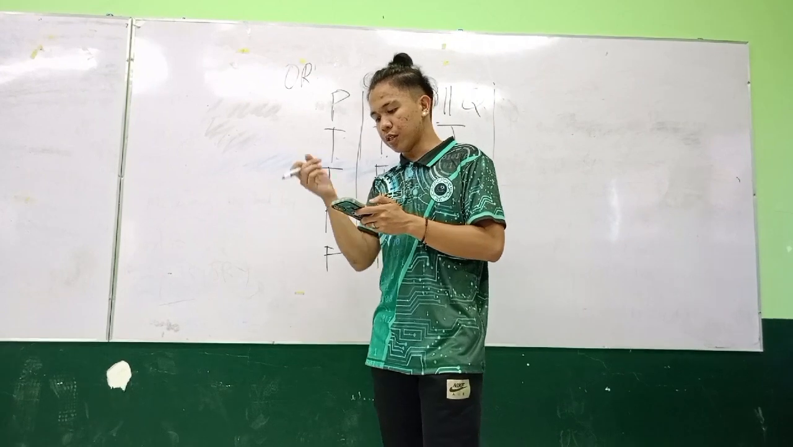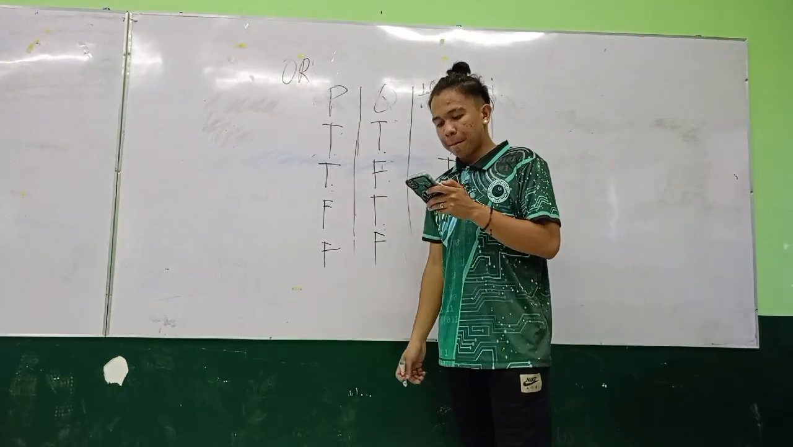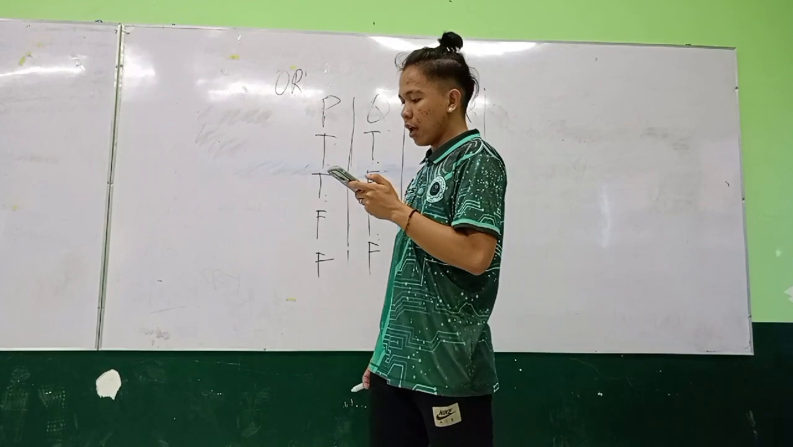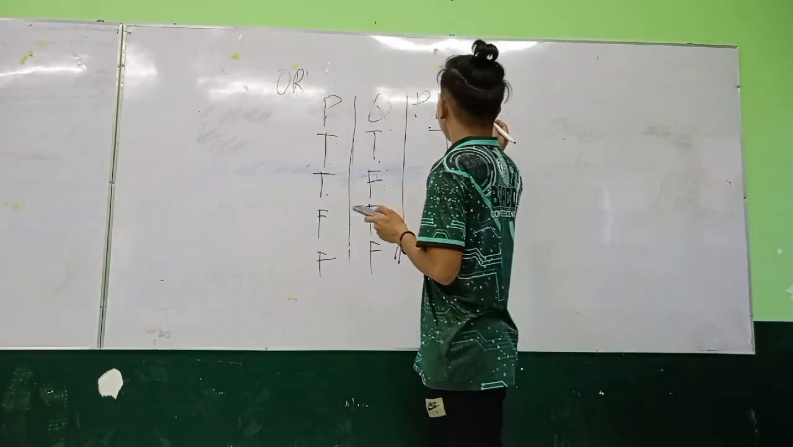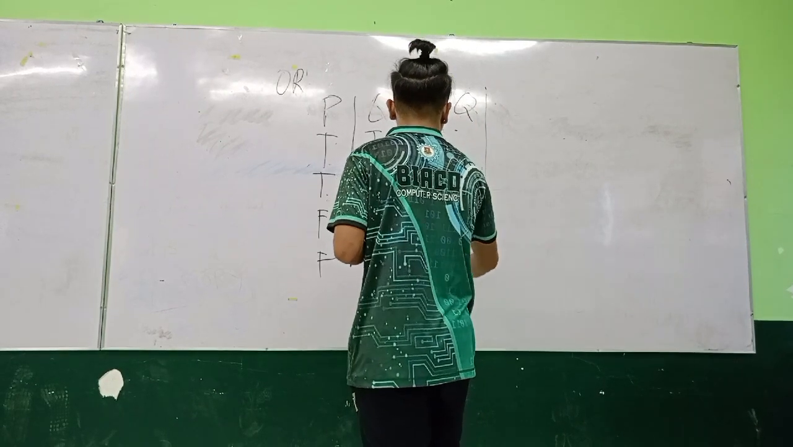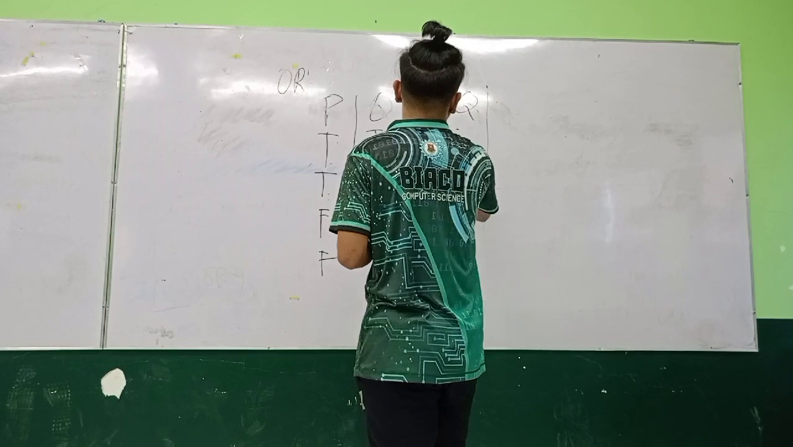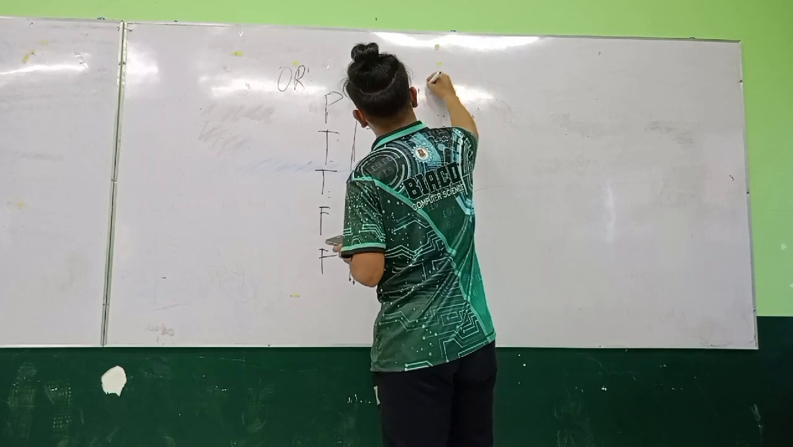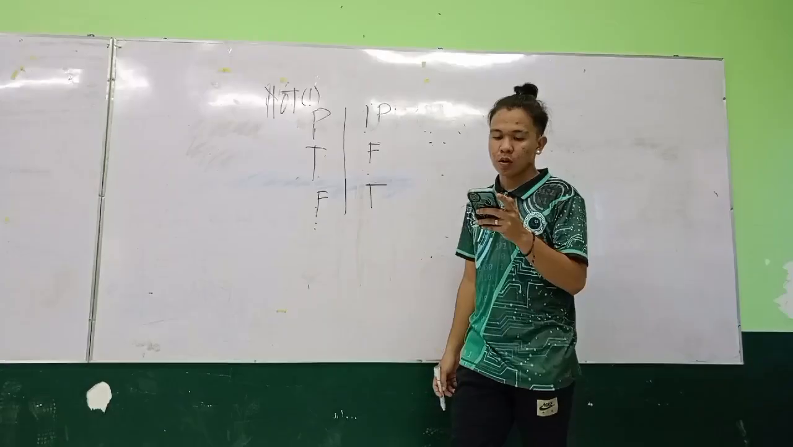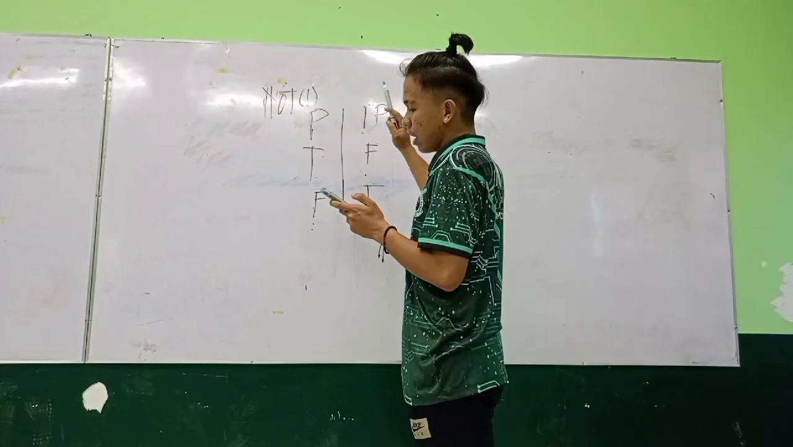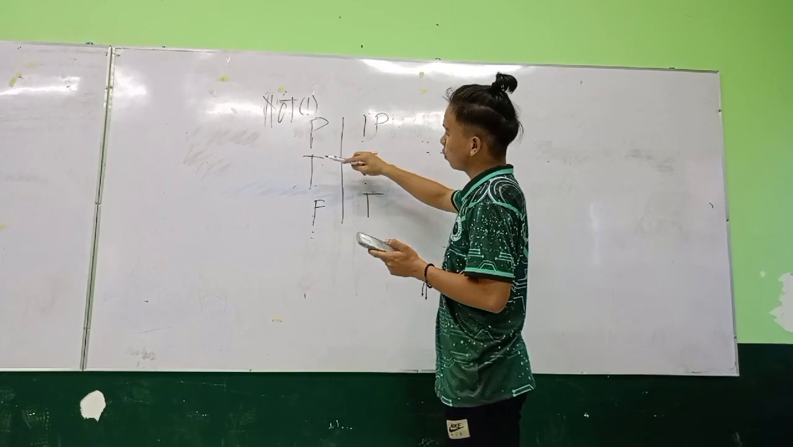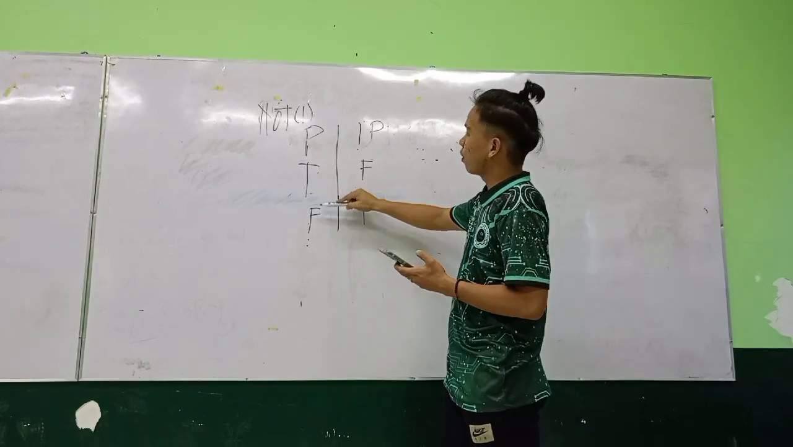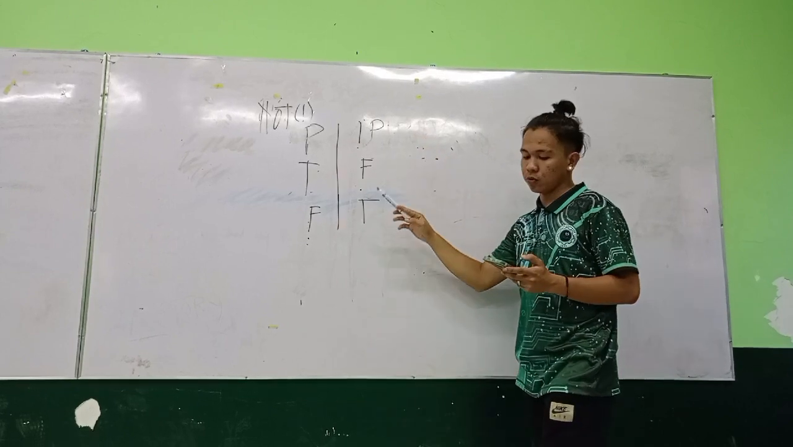And next is not. Not P is the negation of P. It's true when P is false and vice versa. So for not, this is vice versa. P is true, not P is false because of its vice versa. Then P is false, not P is true.